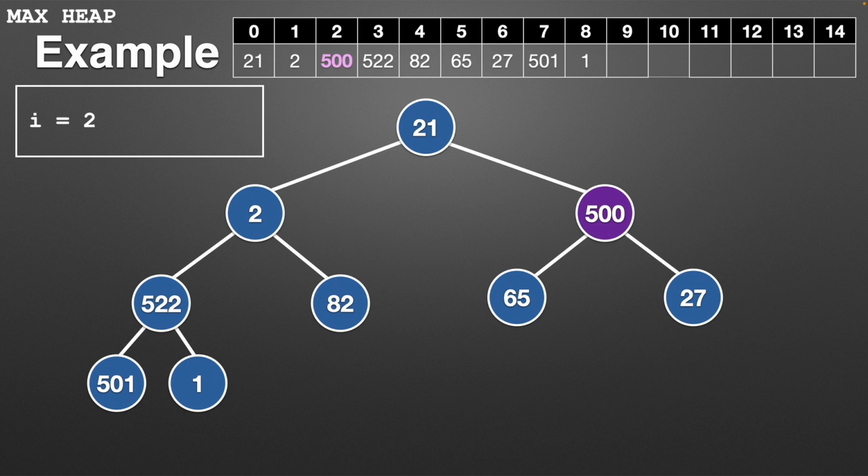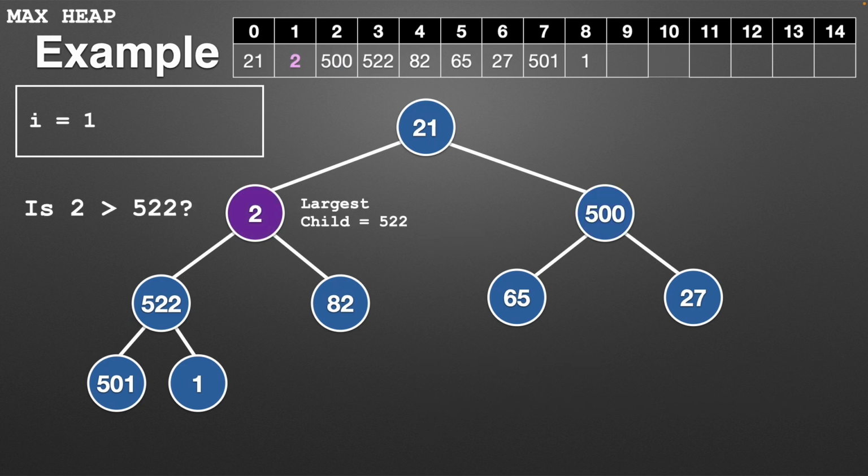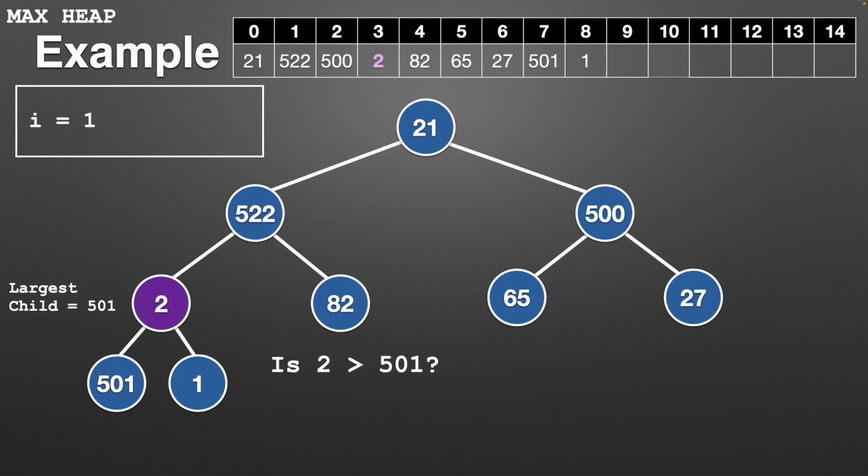And so when we get to 500, we're going to do the same thing. We're going to look for its largest child, in this case, since it is a max heap. And we can easily see that 500 is larger than its largest child, so there's nothing to do for it. We can go ahead and move on and decrement I. And so now I is 1, which puts us at this node with 2 as the value. And its largest child is the node 522, which is larger than 2. And so we will swap those.